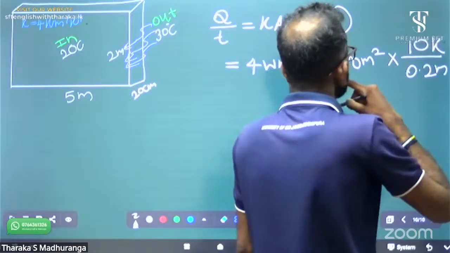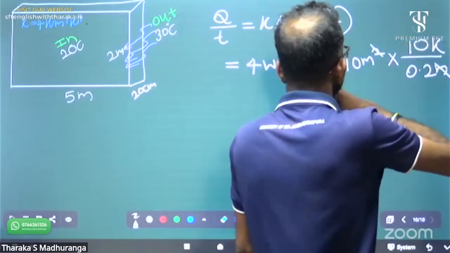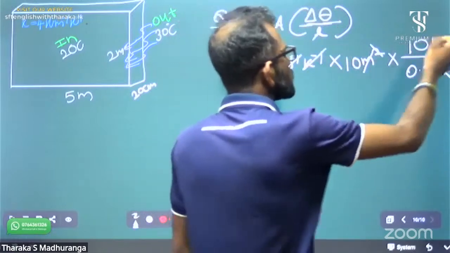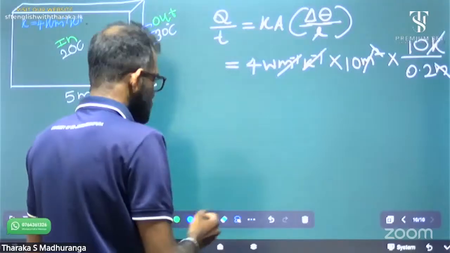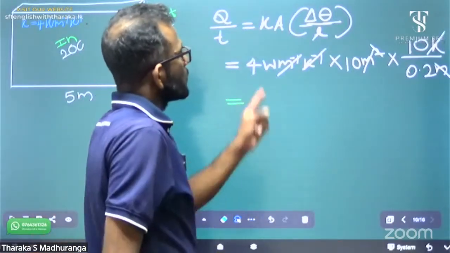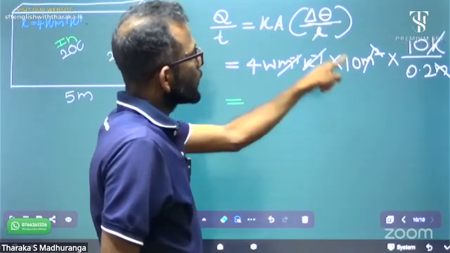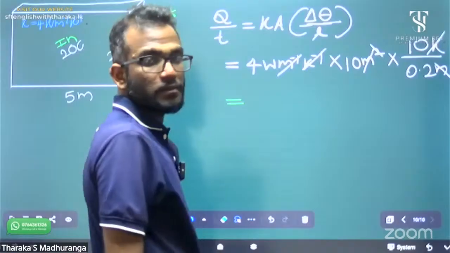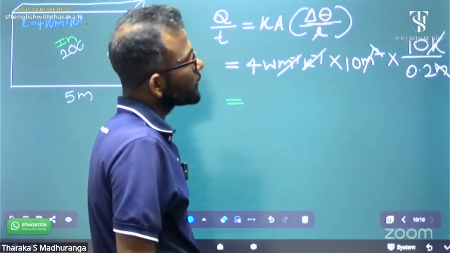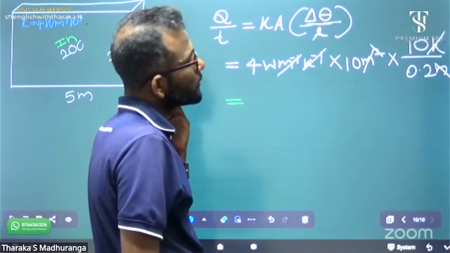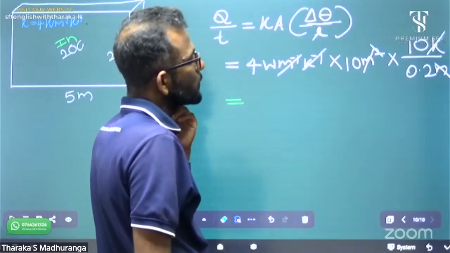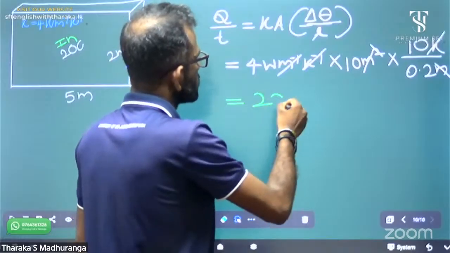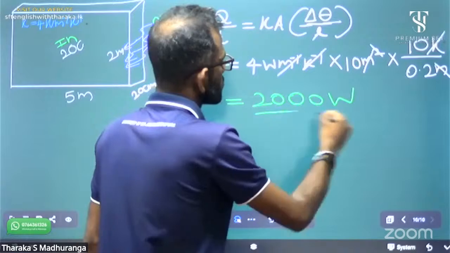Now, meter to meter square cancel out, m minus 1 cancel out, K minus 1 to K cancel out. 4 into 10, it is 40. 40 into 10 again 400. 400 over 0.2, it is 4000 over 2, it is 2000, right? 2000 watt.